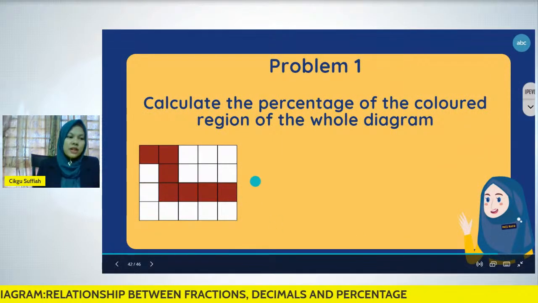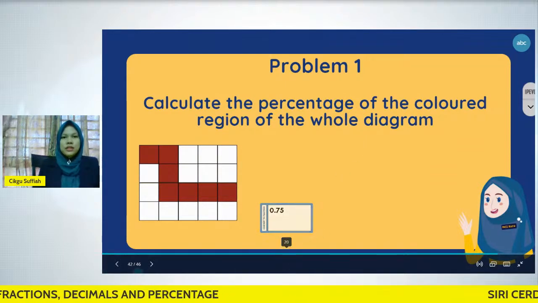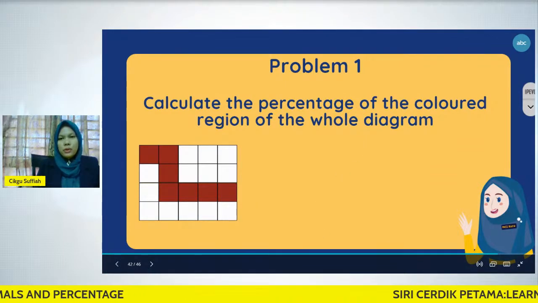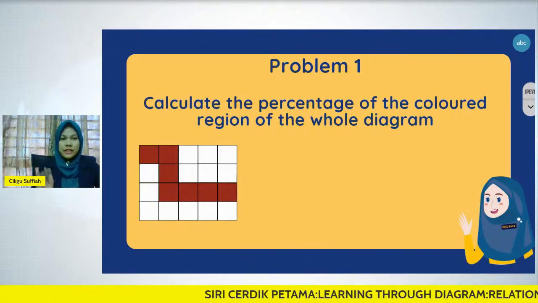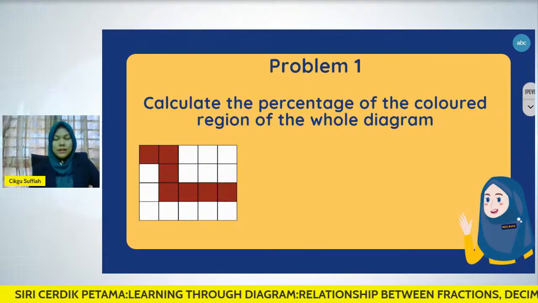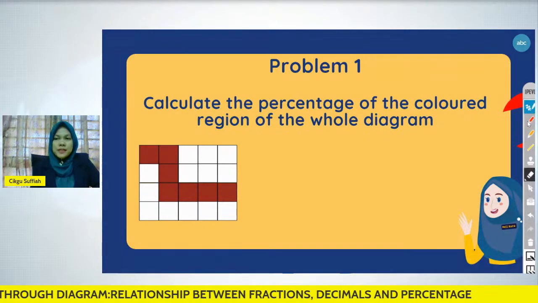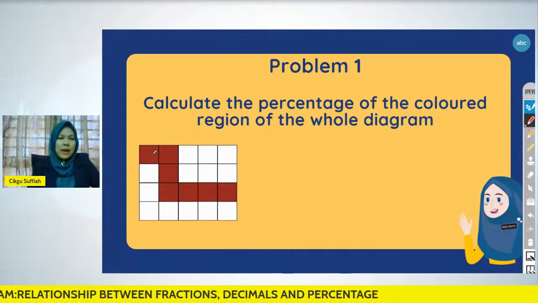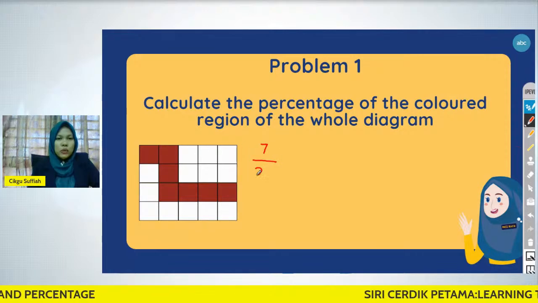I want to relate with the problem solving questions. If this kind of question comes out, Problem 1: calculate the percentage of the colored region of the whole diagram. What you need to do is take out the fraction of the shaded or colored region from the diagram and convert it to a percentage. Easy, right? We have 1, 2, 3, 4, 5, 6, 7 over 20 equal parts.